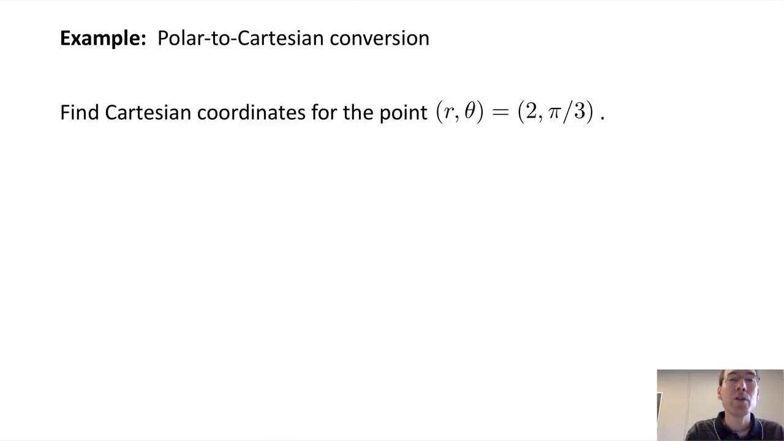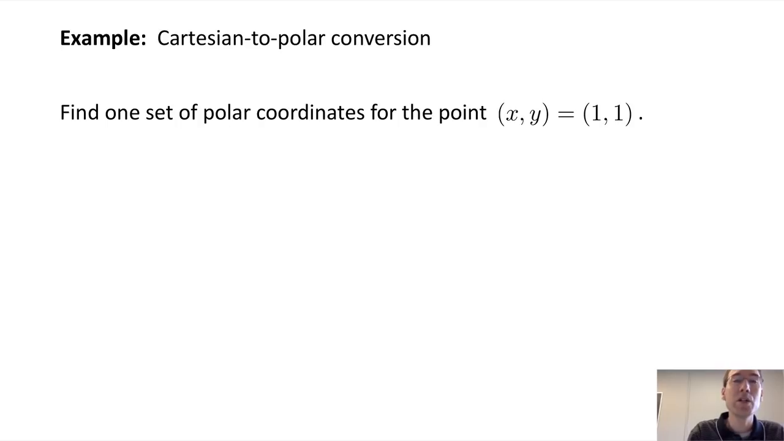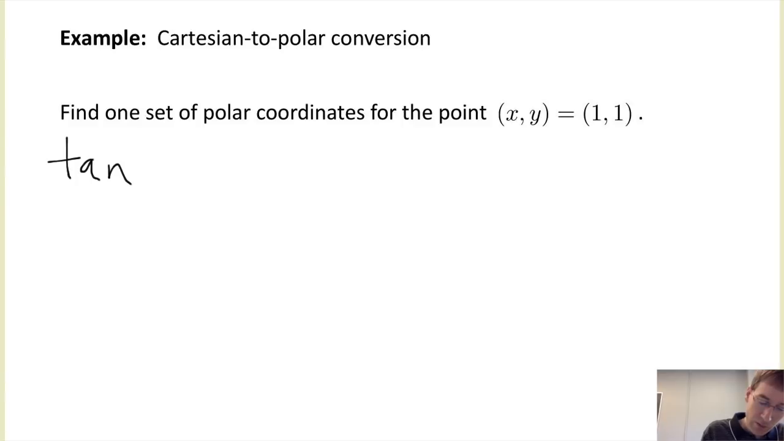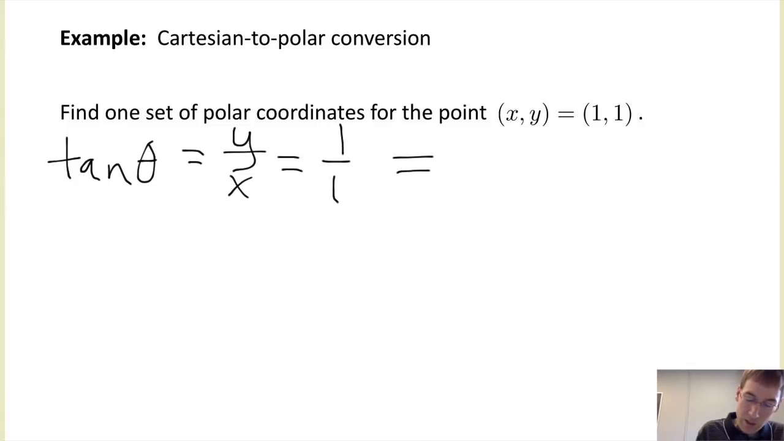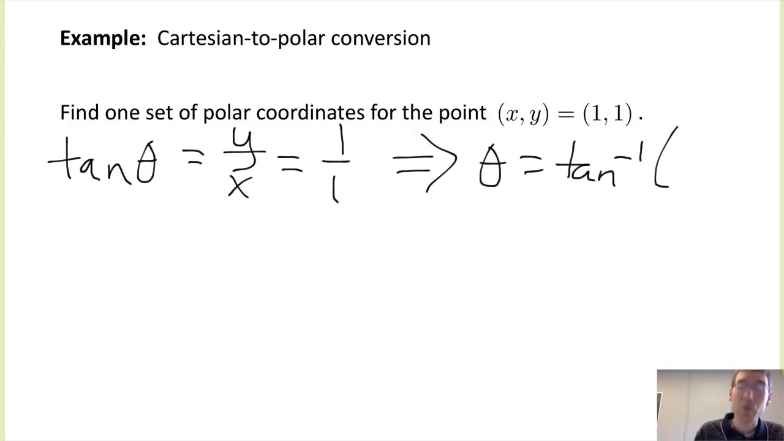Let's go in the other direction, convert from Cartesian to polar. Find one set of polar coordinates for the point (1, 1). I'll start by determining theta, and we can use the equation tan theta equals y over x, or in this case 1 over 1, which implies theta equals tan inverse of 1. So we have theta equals pi over 4.